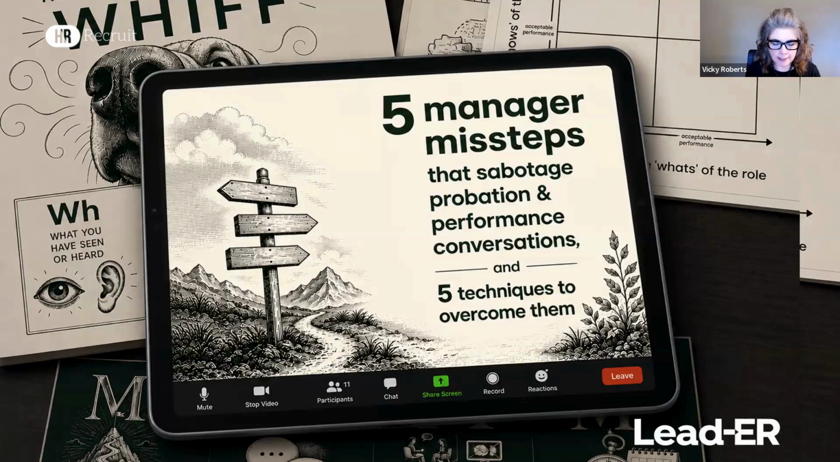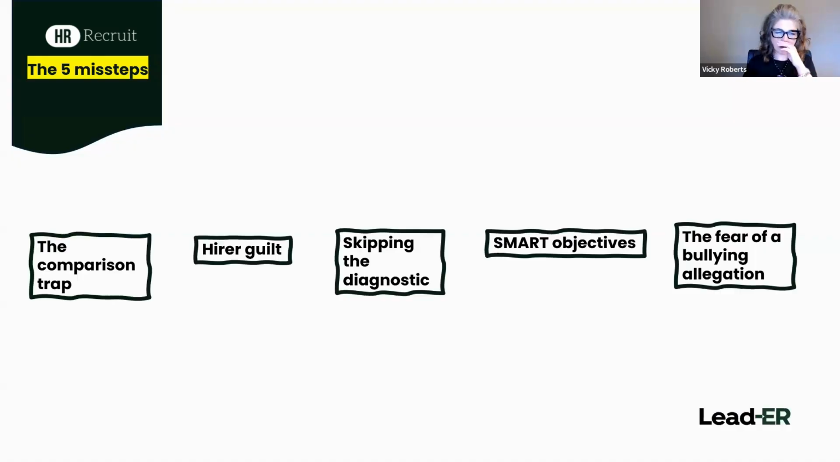So let's get started, and we'll have a look at the 5 missteps that I've captured. The comparison trap is the first one. This is where the manager is saying they are not as good as Jo, and they get caught in that sense of comparison, describing that this new hire just isn't as good as Jo.